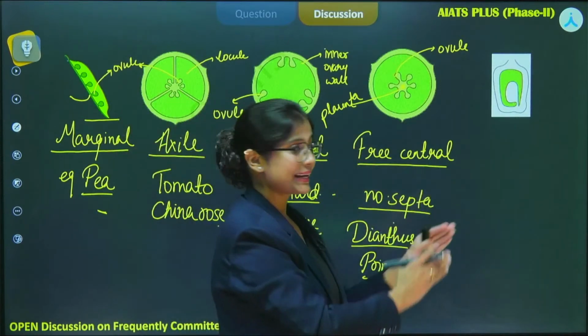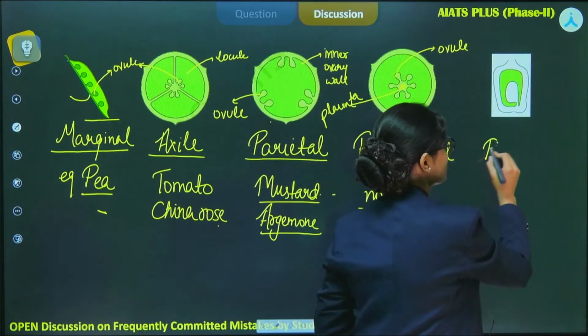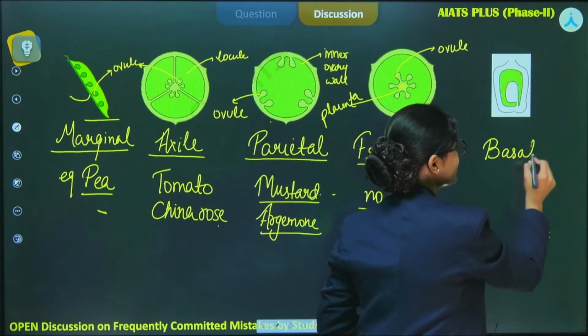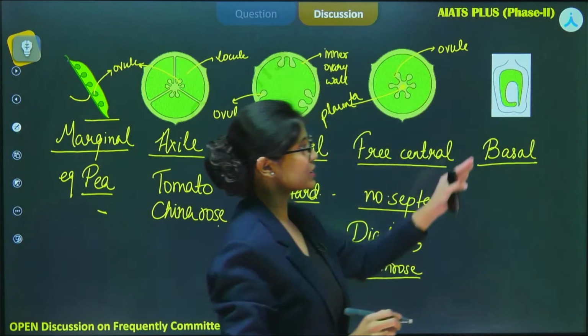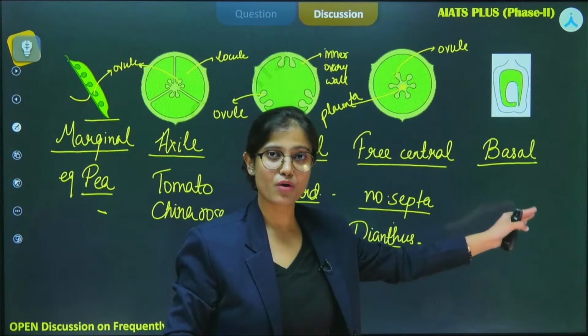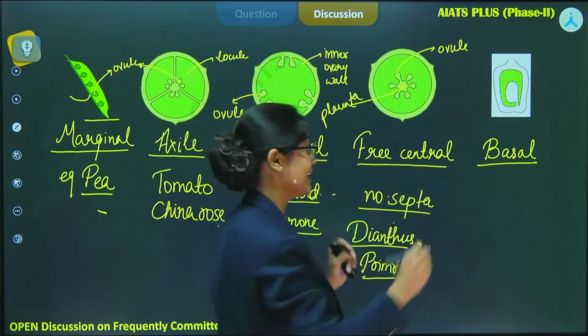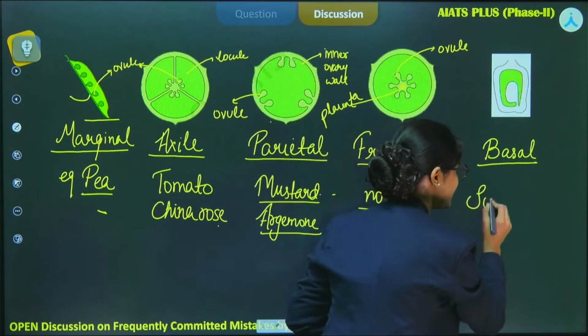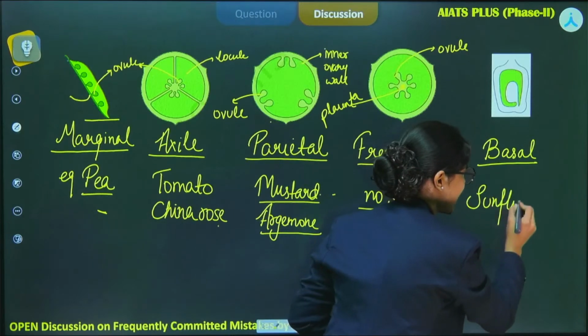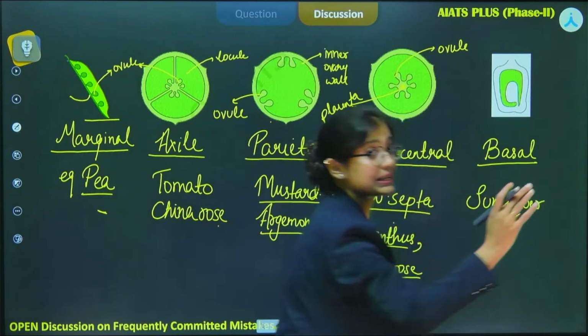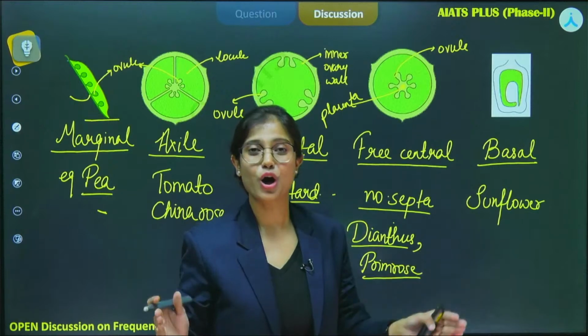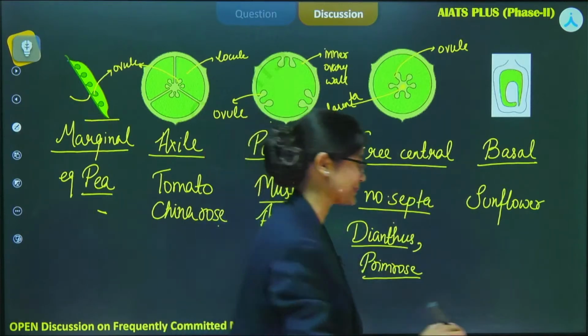Now the last one is basal placentation. Why is it known as basal placentation? Because the placenta is present at the base of the ovary and the ovule is attached to it. It is found in sunflower and marigold, or we can say particularly in members of the Asteraceae family.